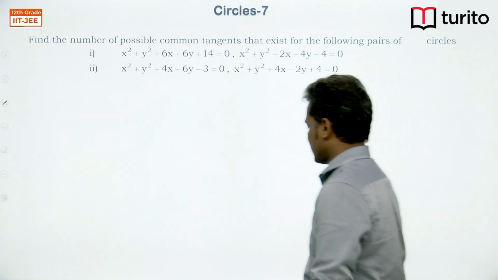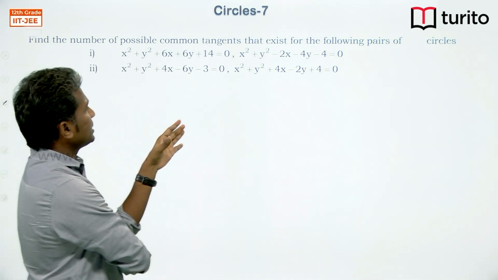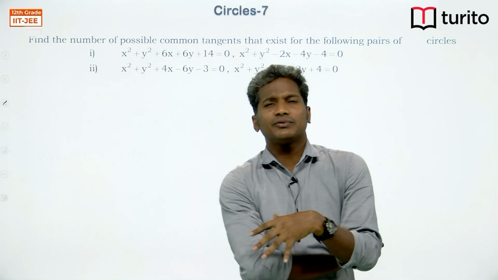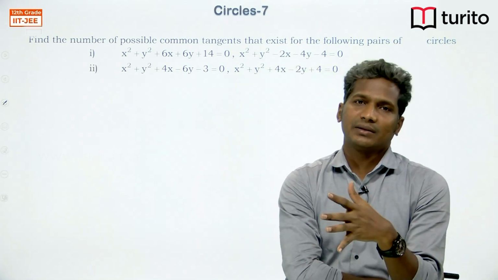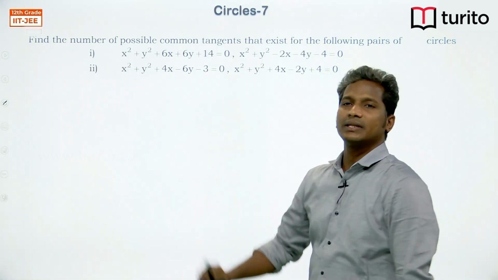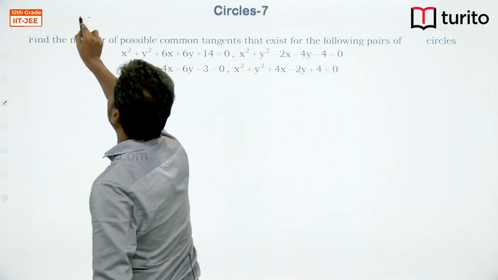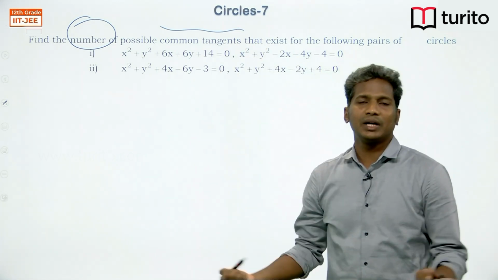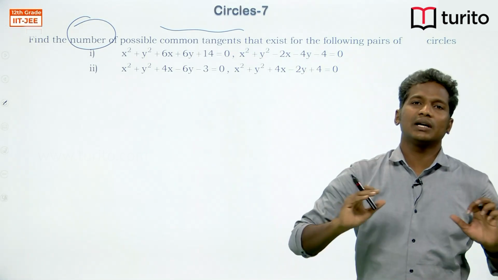Next question. Find the number of possible common tangents that exist for the following pairs of circles. This type of question came in previous Mains papers also. Recently, just 2-3 years back, I guess one question came. Now the question is only about finding the number of possible common tangents, so it is just about understanding what type of relative orientation we are facing.